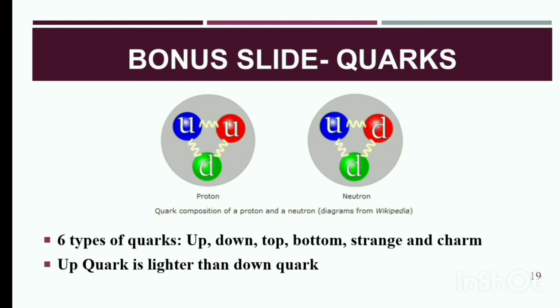So just now we saw that an up quark is lighter, hence proton will be lighter than neutron, or neutron will be heavier than the proton.